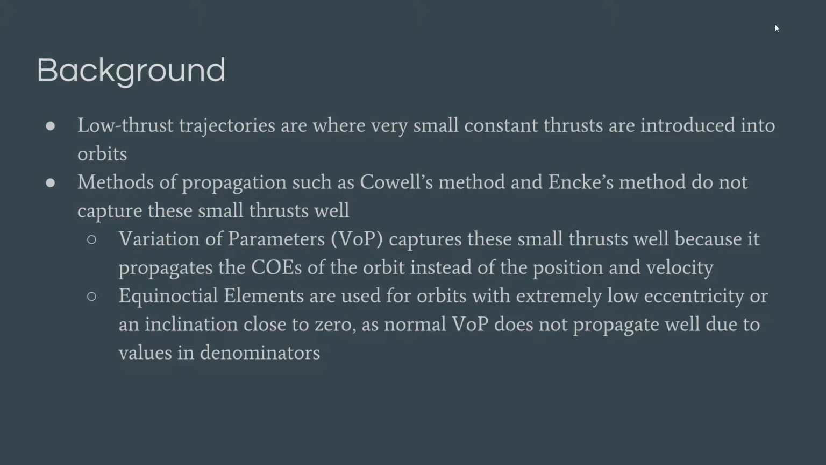The equinoctial element set is a variation of the variation of parameters that uses different elements that are propagated in order to get around the values in the denominators that cause variation of parameters to break down with low inclination and low eccentricity orbits.